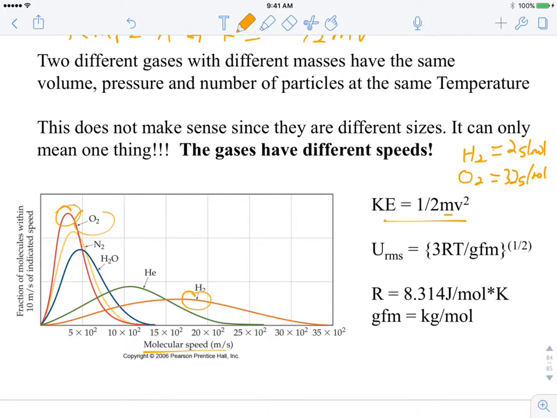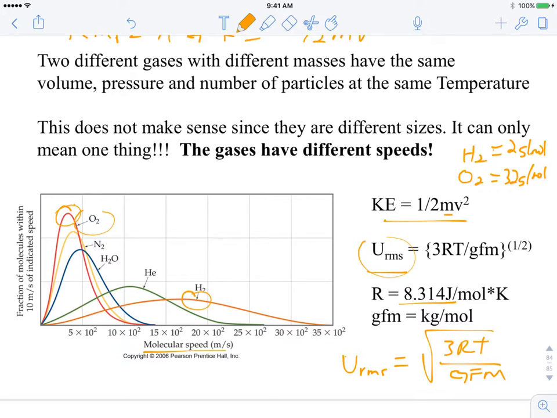Now, we used to do math with this root mean square velocity. They took it out of the AP. It's not in the IB. But just to show you what it's trying to say, it's saying that this root mean square velocity, the average velocity, is equal to the square root of 3RT over the gram formula mass in kilograms per mole. T is temperature in Kelvin. R is a different constant, not the one that we're used to.